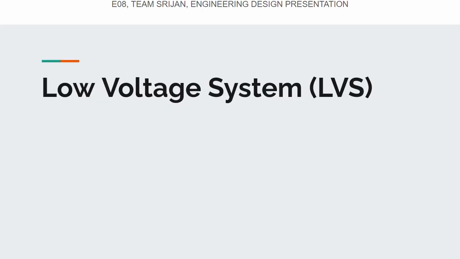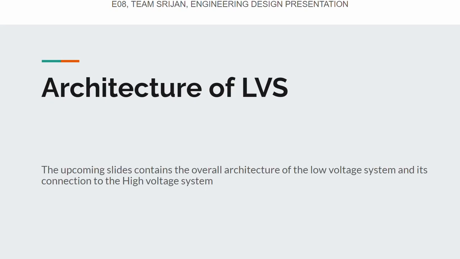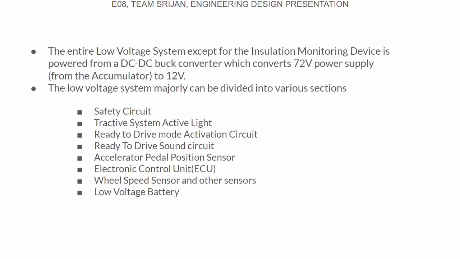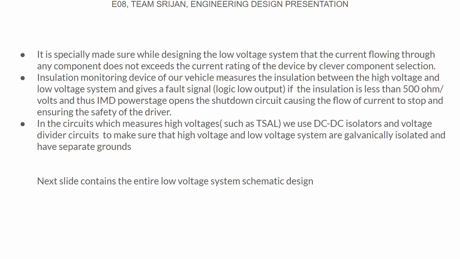Low voltage system. Low voltage system consists of all the electronic components which work on 12 volt supply. Architecture of LVS. The entire LVS, except for the IMD, is powered from a DC-DC buck converter. LVS consists of safety circuit, tractive system active light, RTD mode activation circuit, RTD sound circuit, acceleration control position sensor, ECU, wheel speed sensors, and other sensors, plus the low voltage battery. It is made sure that the current flowing through any component does not exceed the current rating of the device. In circuits where high voltage is measured, we use DC-DC isolators and voltage divider circuits.